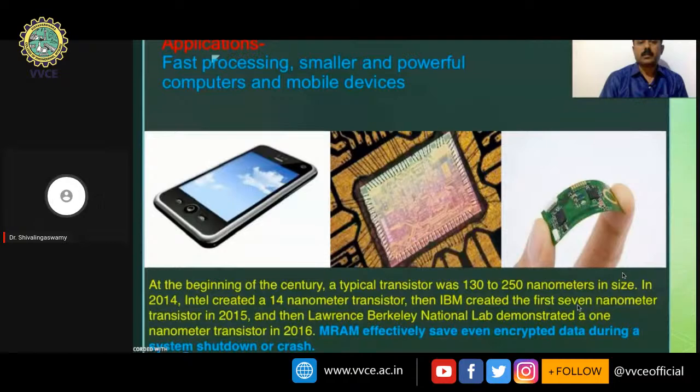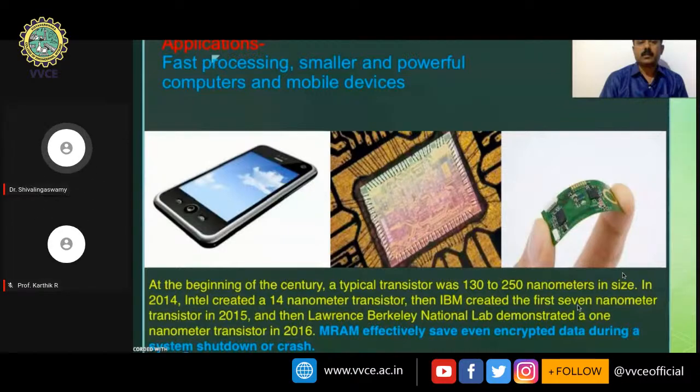But still we are not satisfied. We are increasing the speed. You can notice here, at the beginning of this century, the typical transistor was about 150 to 250 nanometers. Look at the size. Whereas in 2014, the size came down to 14 nanometer, so that you can fill so many transistors in the same size. And in 2015, IBM created a 7 nanometer transistor. And in 2016, Lawrence Berkeley National Lab demonstrated a 1 nanometer transistor. So that means we are already at the nano level as far as electronics is concerned, as far as these mobiles and computers are concerned.